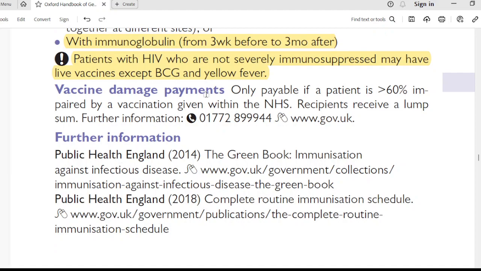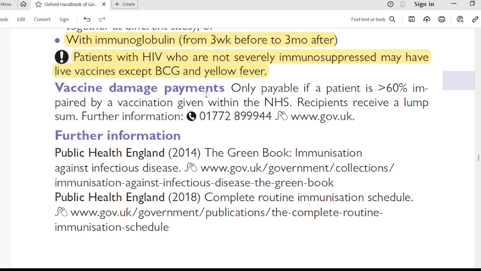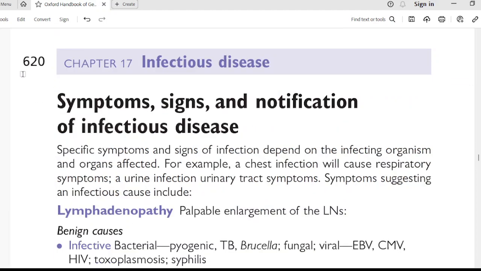Vaccine damage payments. Only payable if a patient is more than 60% impaired by vaccination given within the NHS. Recipients receive a lump sum. Further information, you can see those links.